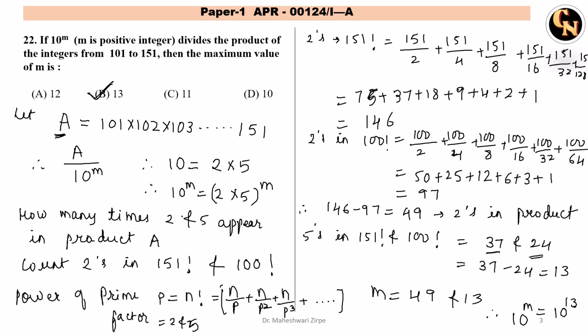Now this part you can solve in your notebook and see. This part which I have written, in the same fashion, it will be 151 divided by 5 plus 151 divided by 5 square, which is 25, and so on. You can go on and you will find you get the answer 37. Okay, try it in your notebook. So our answer for M is nothing but 13. This is the correct answer for this question.